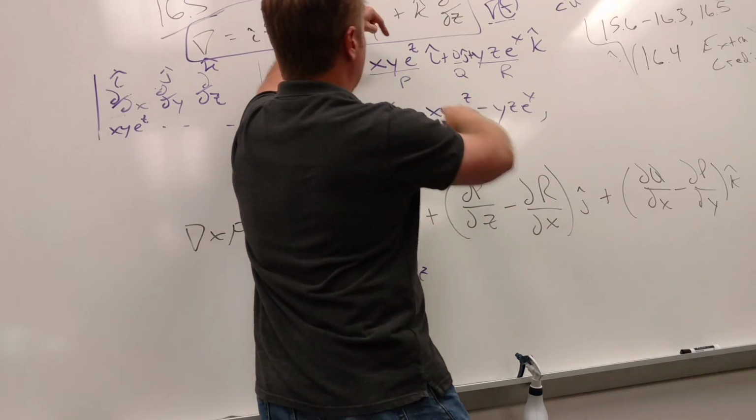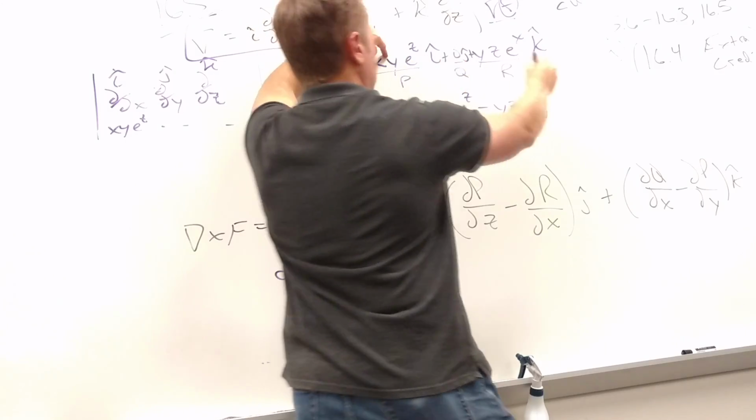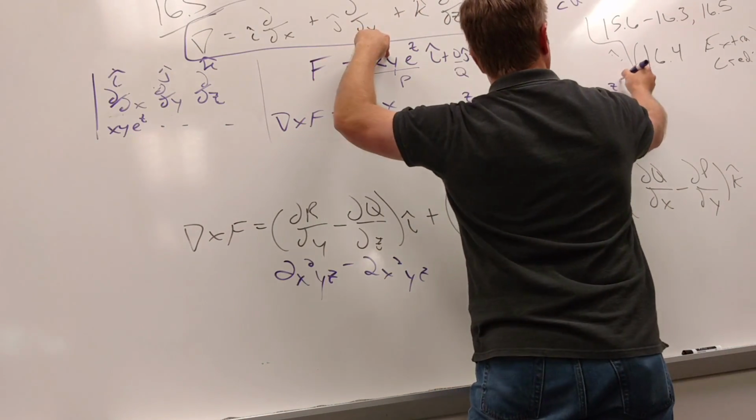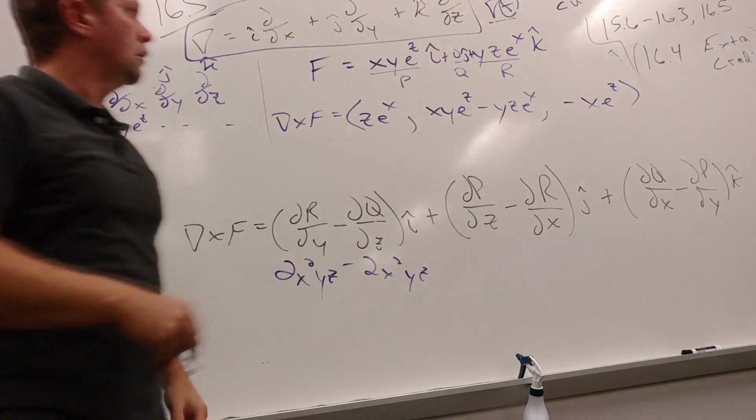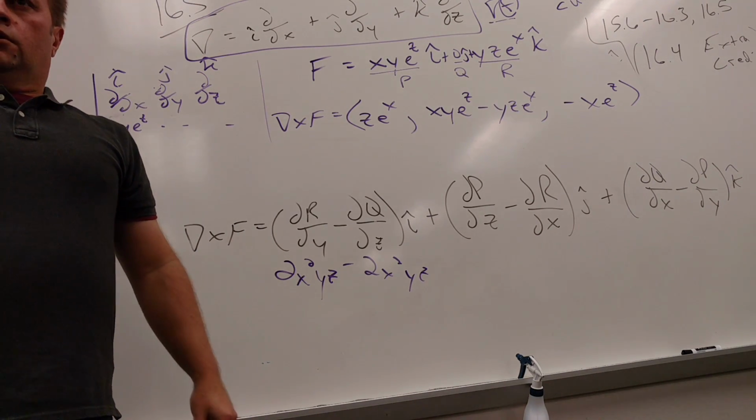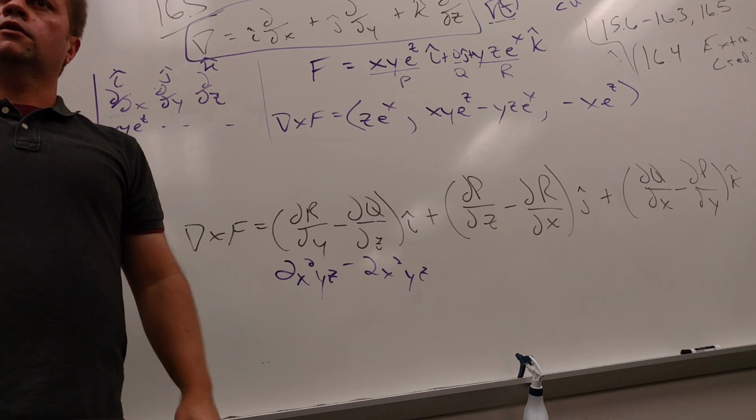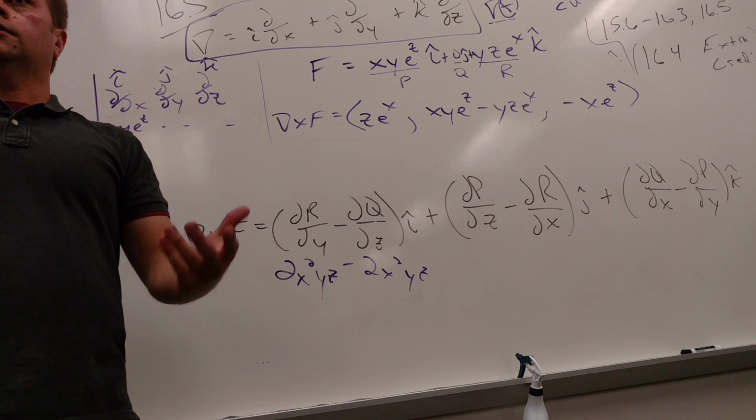And then finally, this part's going to be 0, so then I get negative dp dy, so it's x e to the z, so minus x e to the z. I think it'd be easier to memorize the formula for all cross products than just the same thing. Yeah, it's the same thing.